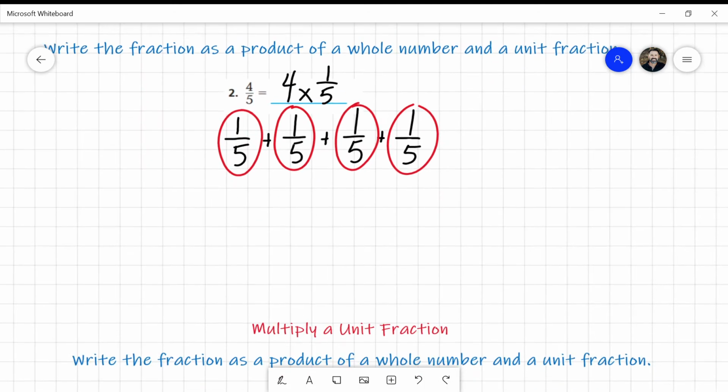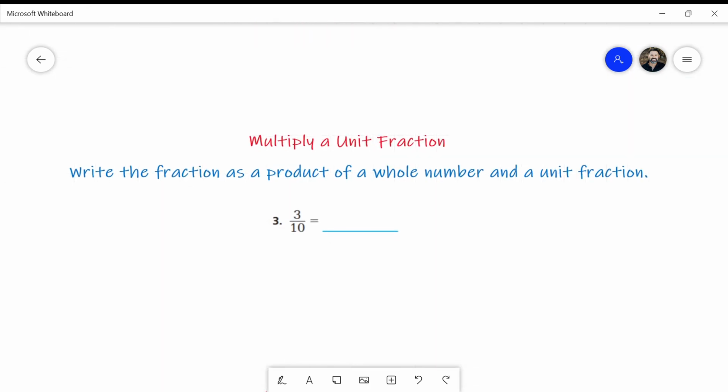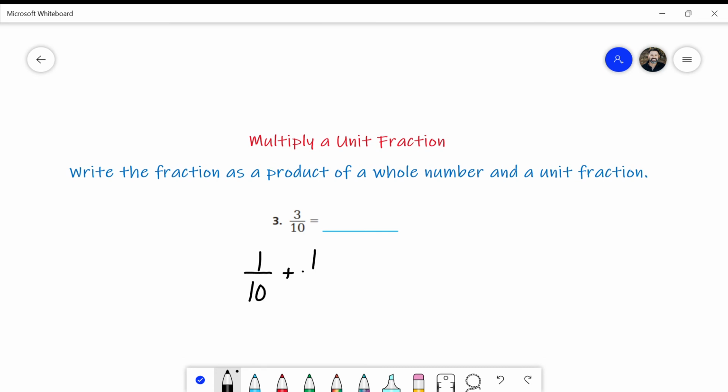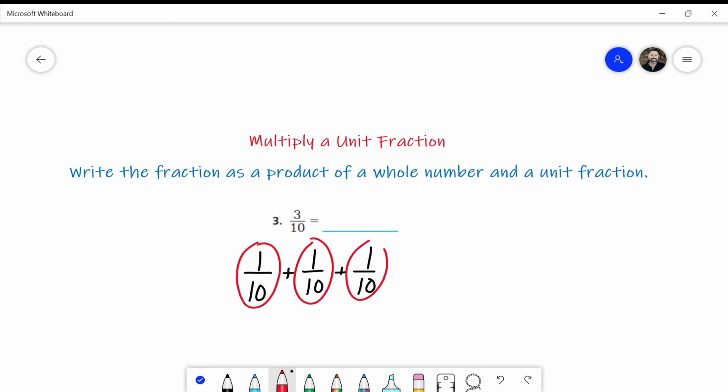All right, let's try another one. So the next one is 3/10. So if I just write 1/10 plus 1/10 plus 1/10, you can see that we're repeating the 1/10, and there's 3 groups, so we've repeated it 3 times: 3 times 1/10.